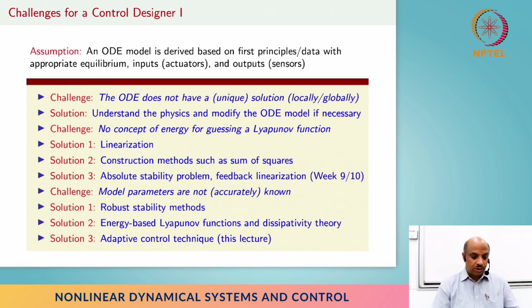It's better actually to figure out a technique where I know that there is a parameter, but I just don't know how to estimate it. Perhaps the input-output properties are good enough to actually somehow control this particular system. So we have anything to do with model parameters and things like that, robust stability and dissipativity theory, and then of course adaptive control technique, which is the focus of this particular lecture.